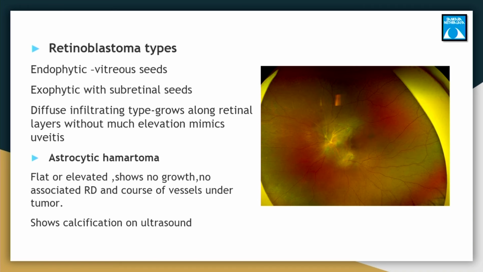So retinoblastoma types: endophytic, exophytic and diffuse infiltrative type. Endophytic mostly presents with vitreous seeds, exophytic has the subretinal seeds, and diffuse infiltrative is what presents mostly as the hypopyon. Again, a given tumor can have both components, endophytic and exophytic. Nothing segregates them. It's just the way they're growing. Okay? All right.